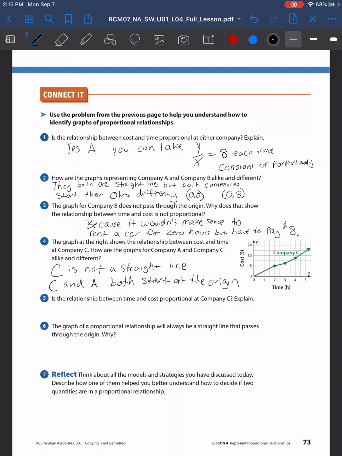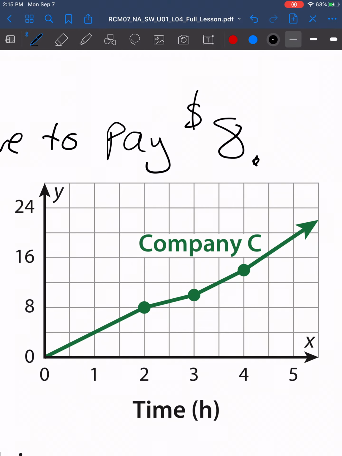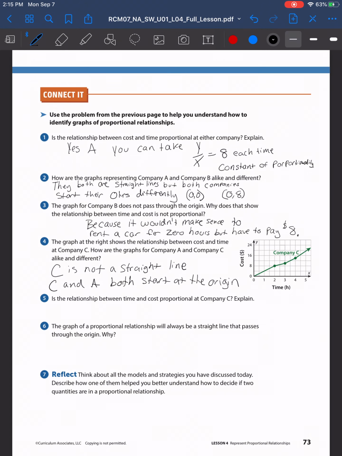Is the relationship between time and cost proportional at company C? You guys, if the line is not straight, it's not going to be proportional. You don't even have to go find anything else. No. The graph of a proportional relationship will always be a straight line that passes through the origin? Yes.